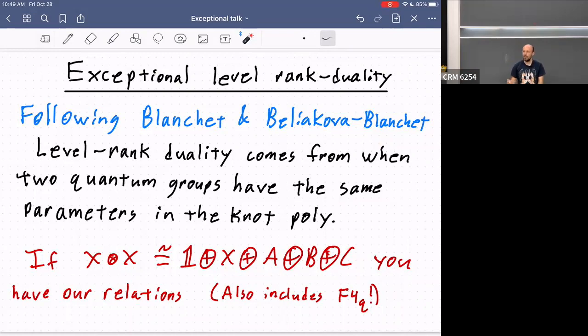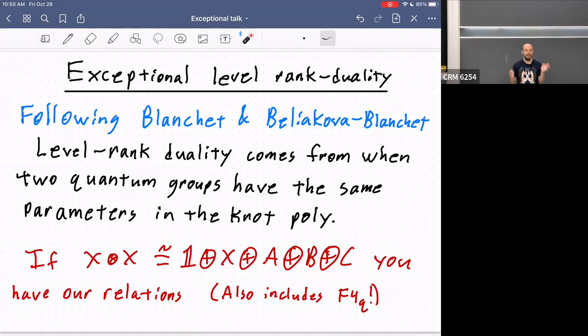And this not only explains level rank duality, it makes it more precise. Often level rank duality is stated as just the combinatorics matchup. This will actually give you a categorical statement. The reason that it's hard is that you have to change roots of unity on the same side. You can't use your favorite root of unity on both sides. You choose your favorite root of unity on one side, you're forced to use a different root of unity around the circle on the other side. And that was sort of an annoying thing.